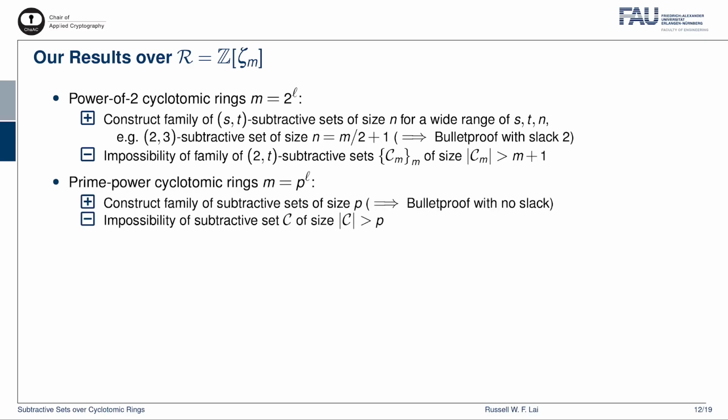Moving over to prime power cyclotomic rings, that is when m is equal to a power of a prime p, we can construct a family of subtractive sets without slack of size p, which yields bulletproofs with no slack. On the negative side, we prove a matching impossibility result, which says that there is no subtractive set C of size strictly greater than p.